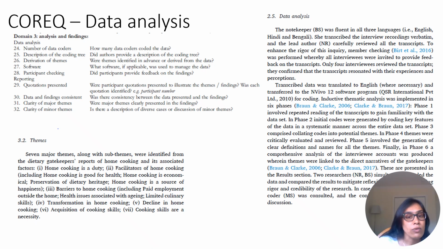Description of the coding tree. Did authors provide a description of the coding tree? Was a coding tree provided? If yes, mention that. Derivation of themes. Were themes identified in advance? So a priori, what we say, A-P-R-I-O-R-I, a priori. Did you do that?